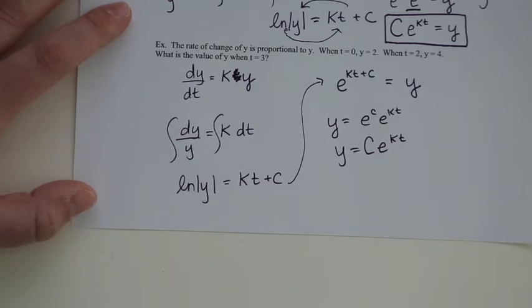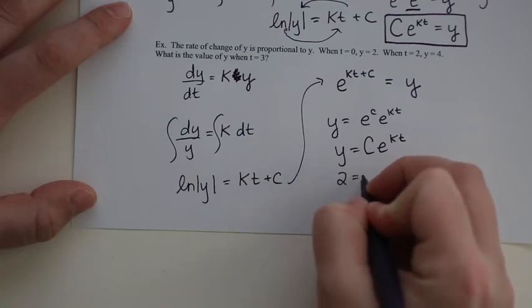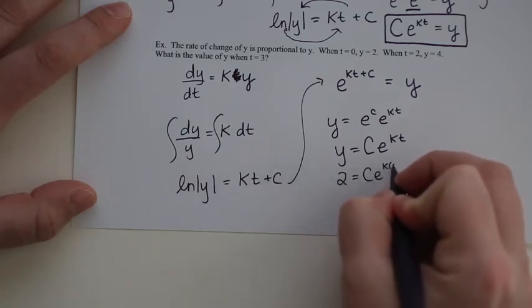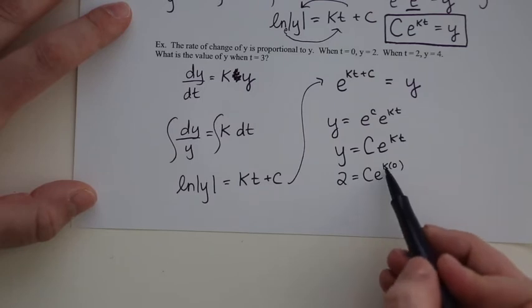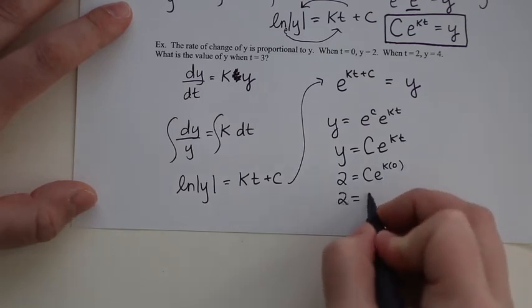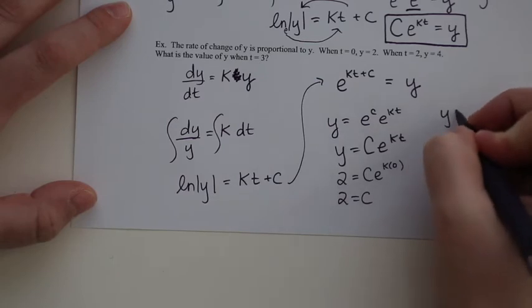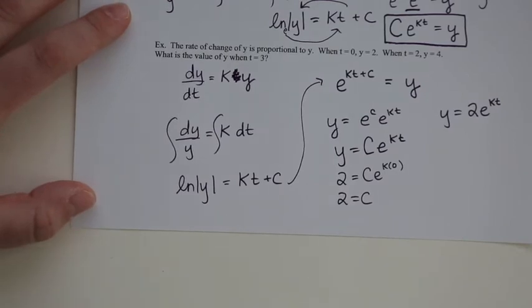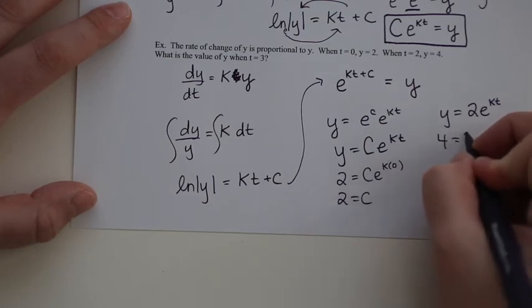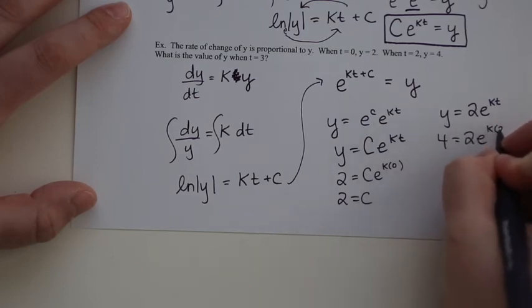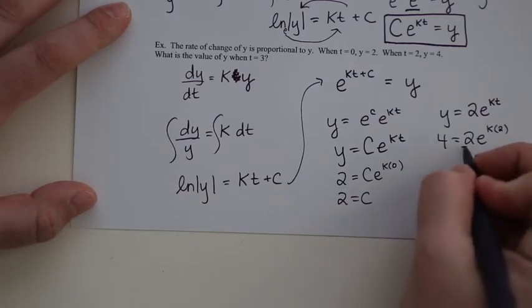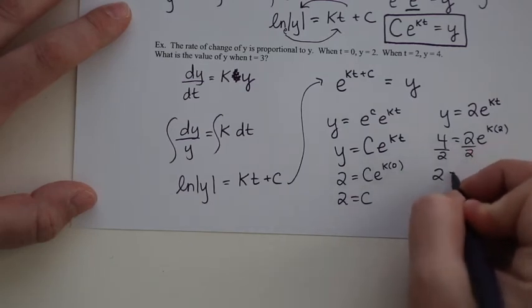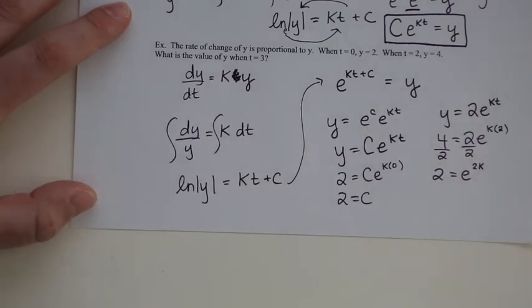Once you have that general solution, you're given some information here: when t equals 0, y equals 2. So 2 equals c e to the k times 0. That's going to be e to the 0, which is 1, which means c equals 2. So I have one of my constants that I need. So I have 2e to the kt. I have another point given to me: when t equals 2, y equals 4. So 4 equals 2e to the k times 2. I'm going to divide by 2 on both sides and get 2 equals e to the 2k.